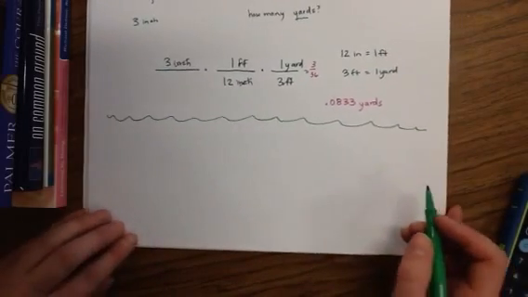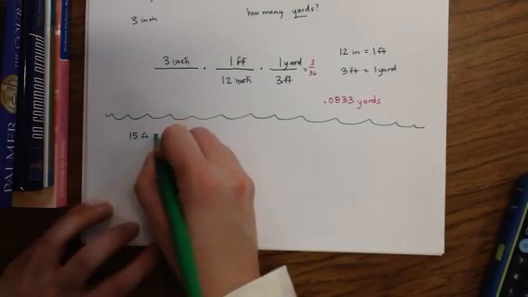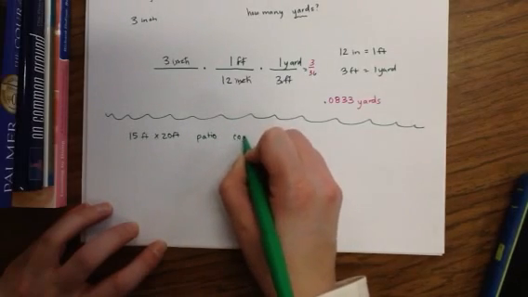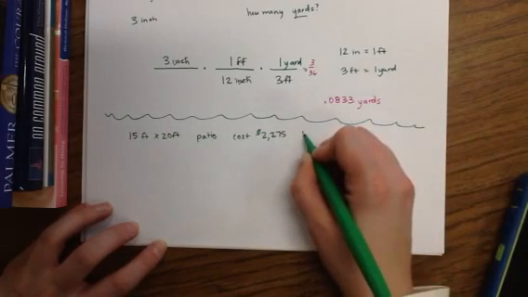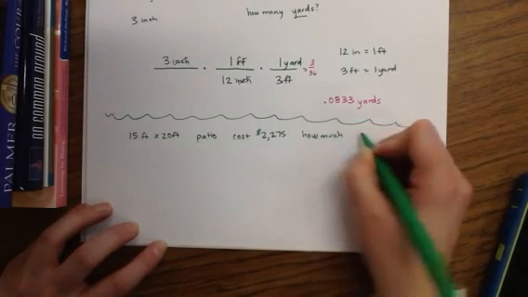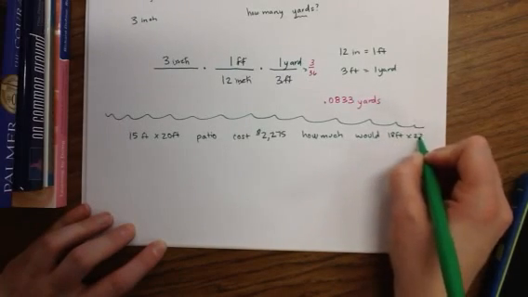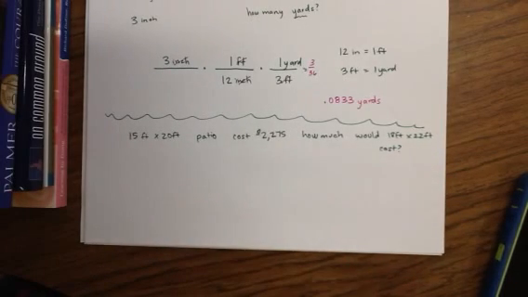So imagine that a 15-foot by 20-foot patio costs $2,275, and we want to know how much an 18-foot by 22-foot would cost. So the idea here is that the cost is going to be proportional. As it gets bigger, the cost is going to go up by the same amount, and as it gets smaller, the cost is going to go down by the same amount.